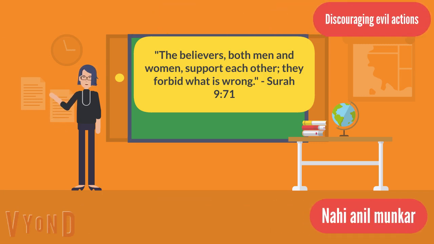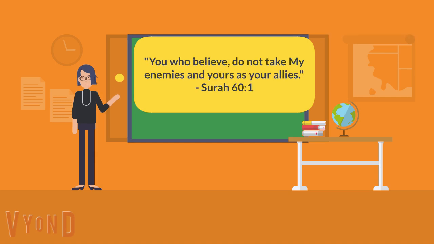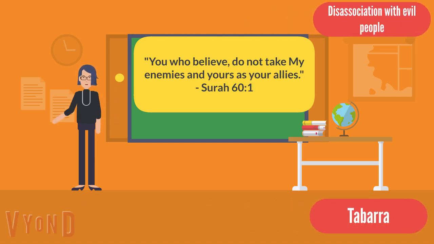This means discouraging bad actions, like discouraging fellow Muslims from drinking alcohol, which is haram. Tawalla is association with good people, for example, people who follow the al-Bayt, the people of the Prophet's family. Tabara means disassociation with evil people.